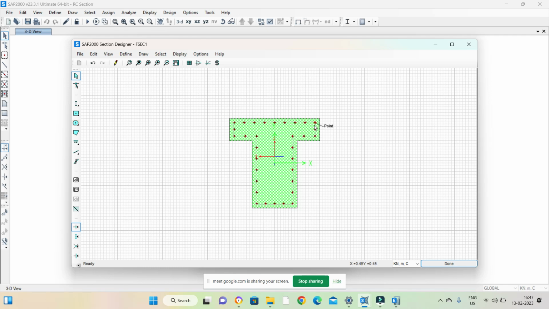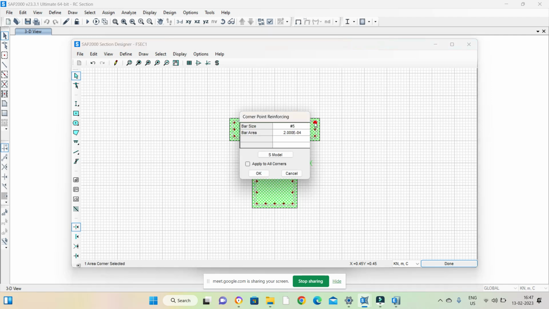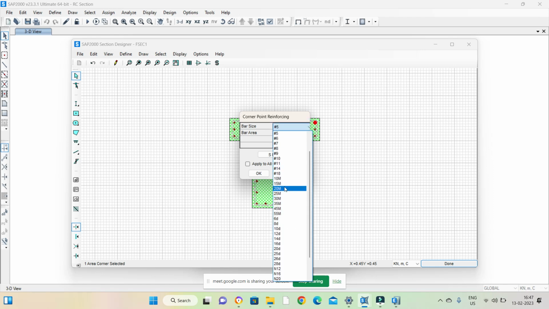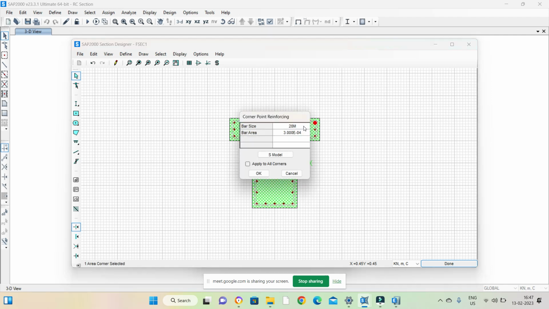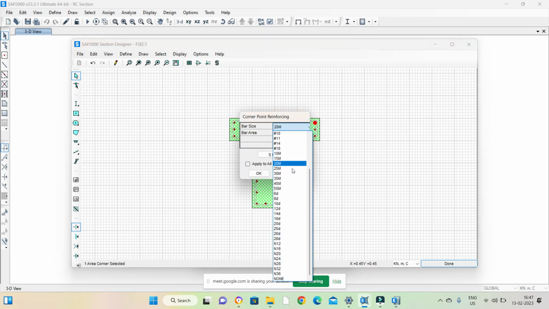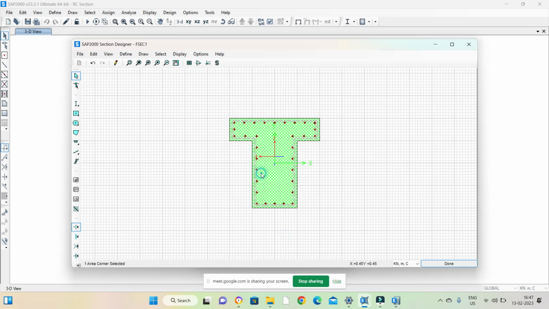Okay, so I did this. Now I want to change, for example, this bar, and I want to make it 20. I think it's working fine, right? You can see I am changing the diameter of one of the bars, but the other bars are not changing. Only that bar which I am trying to change is getting changed.